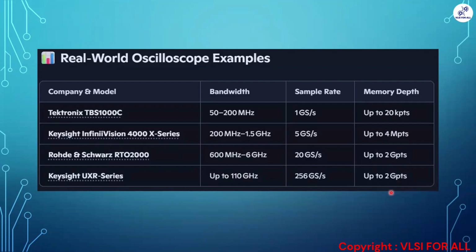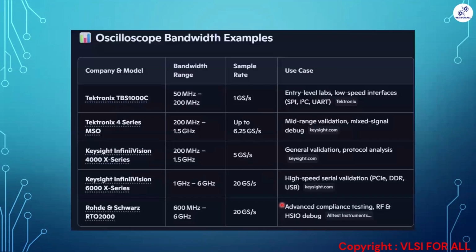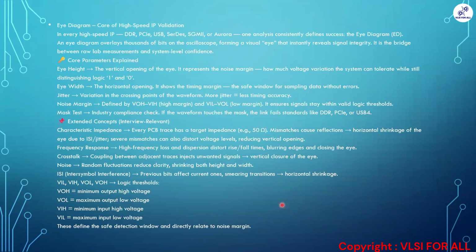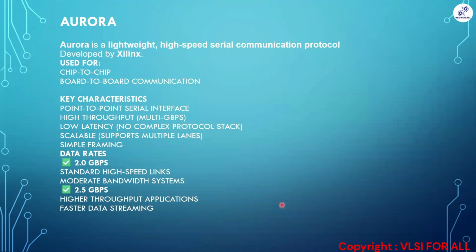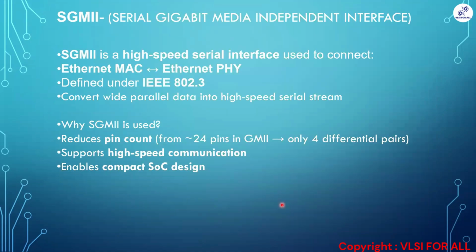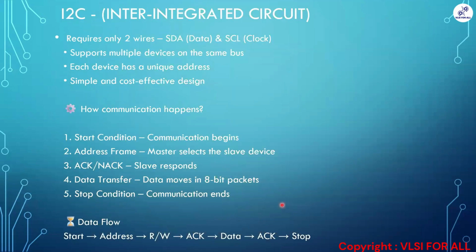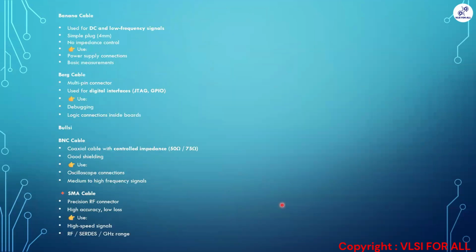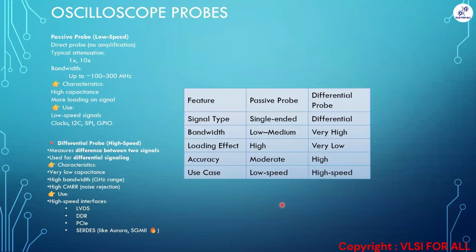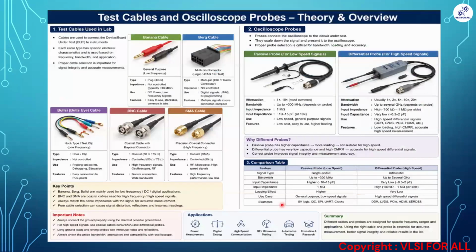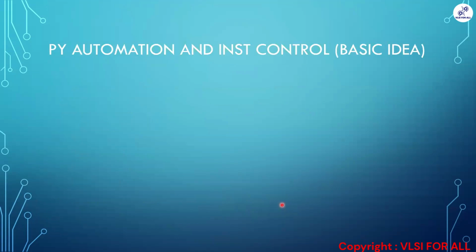Yeah. Anybody have any doubts in this? How to select the oscilloscope, eye diagram, Aurora, SGMII, and JTAG, SPI, I2C, and oscilloscope probes, different passive probes or differential probes, different types of cables: banana, bullseye, BNC, SMA. Any doubt in this?